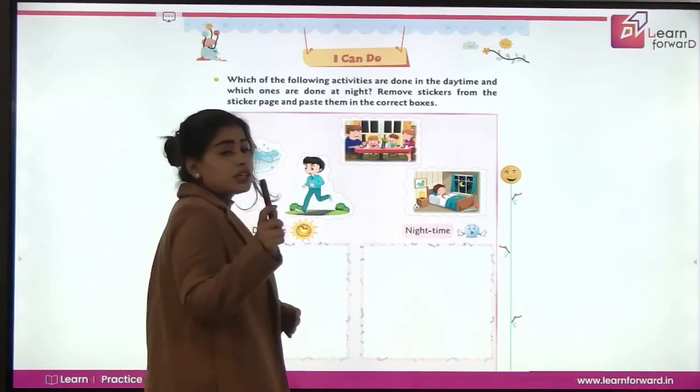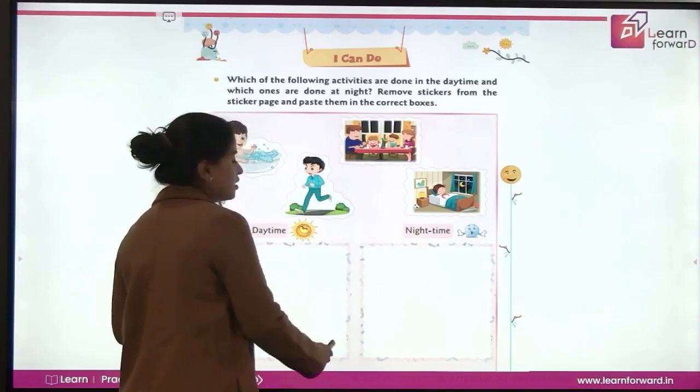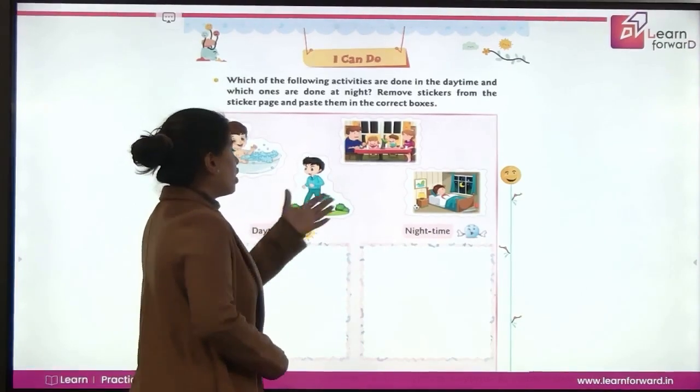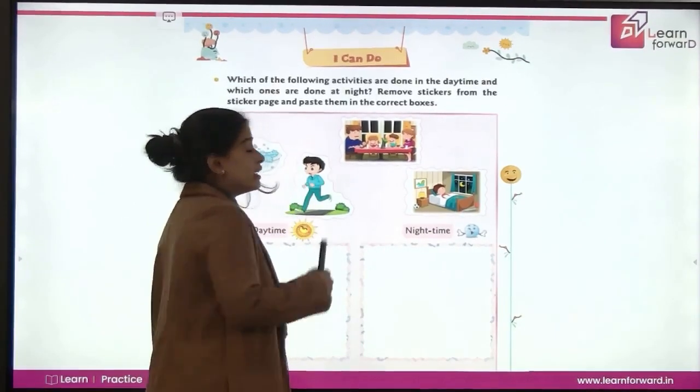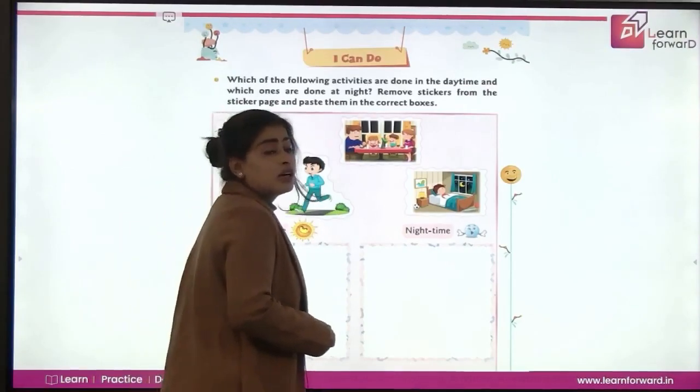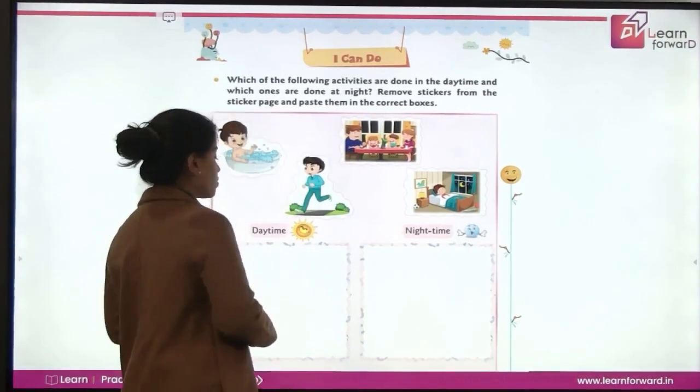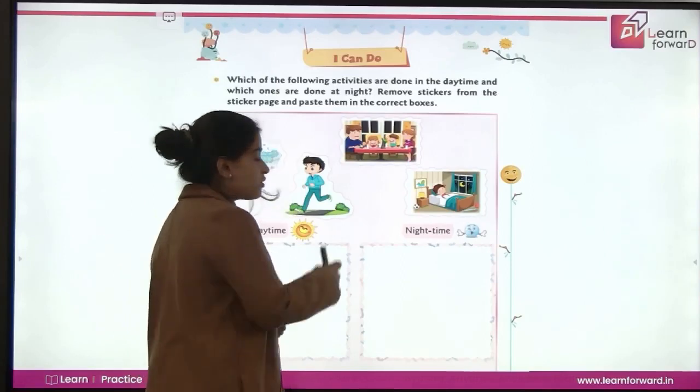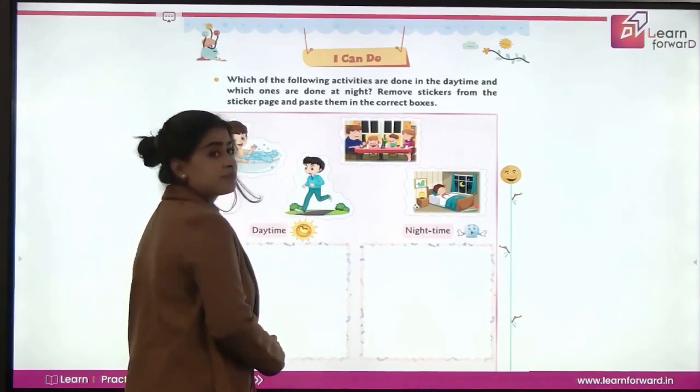You will put paste stickers over here for the daytime. Then boy is going for a walk. It's daytime. We walk in the daytime, okay? So again, you will paste a sticker of a walking boy in the daytime, okay?